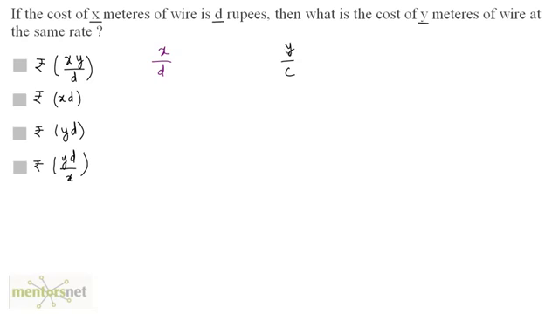Now these two ratios are in direct proportion, so I can directly equate this, right? So C is equal to YD by X, and that is the cost. So option D is the correct answer.